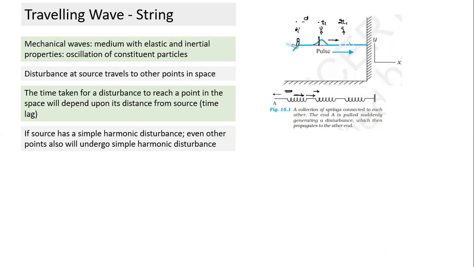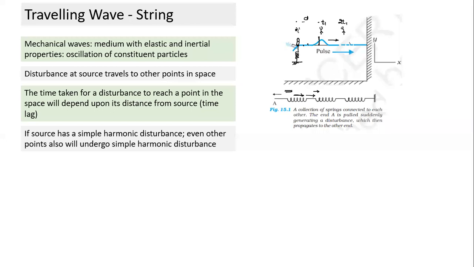If we create only one jerk, it will create only one bump which will travel. But if we connect this point to something like an SHM source, this part will undergo SHM motion in a line perpendicular to the rope. Slowly, whatever disturbance or motion is being created here, which in this case is SHM, all particles will mimic or copy the motion of the source with a time lag.